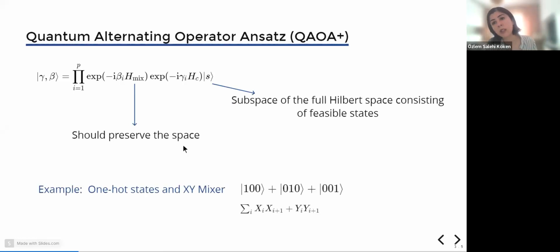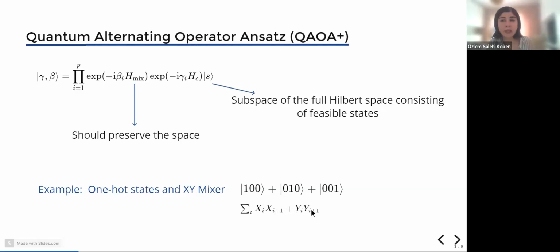Instead of starting in equal superposition, you can start in a double state. I am omitting the normalization factor here. You can start in the following state. Maybe this is feasible for your problem. You don't want states like 1, 1, 1. And then for the mixer, you choose the XY mixer, which is denoted as follows. And this transfers amplitudes only between one-hot states.